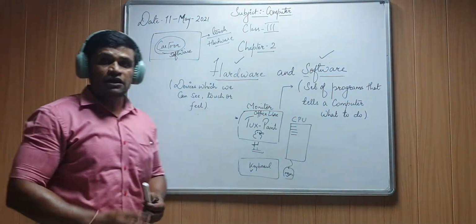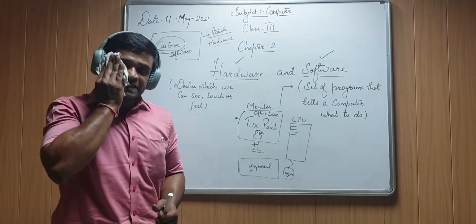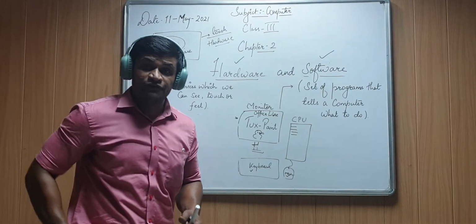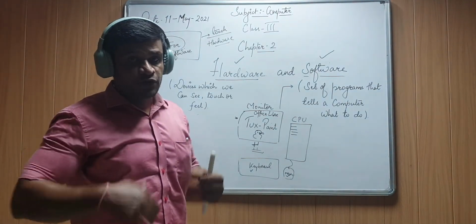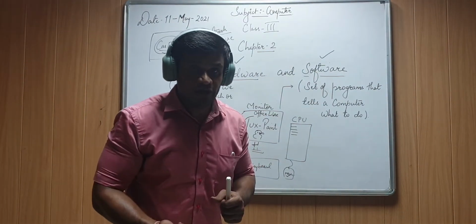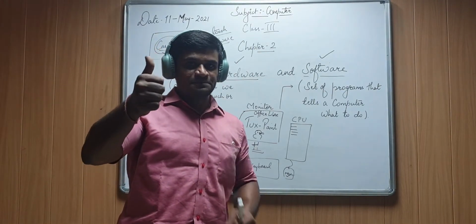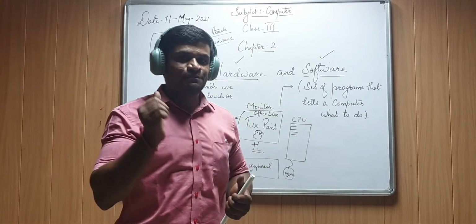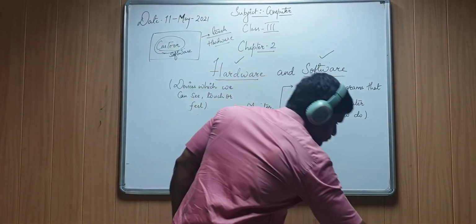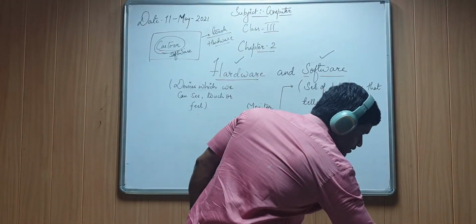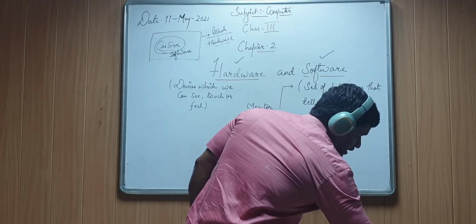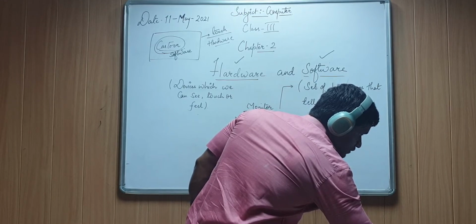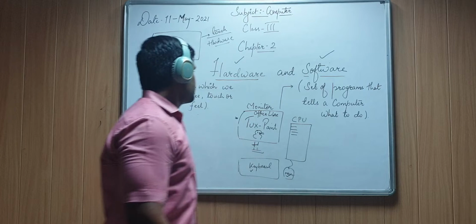Now we have just learned about the hardware, different types of hardware. I would again recall different types of hardware: input devices, processing devices, and output devices. Good. So now in this chapter, in this part, we will learn about the different types of software.